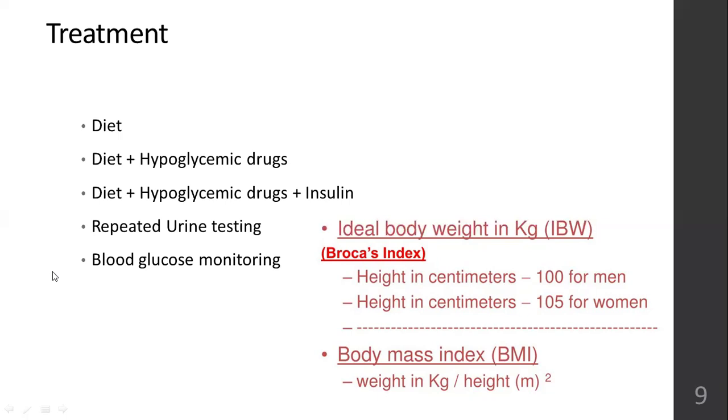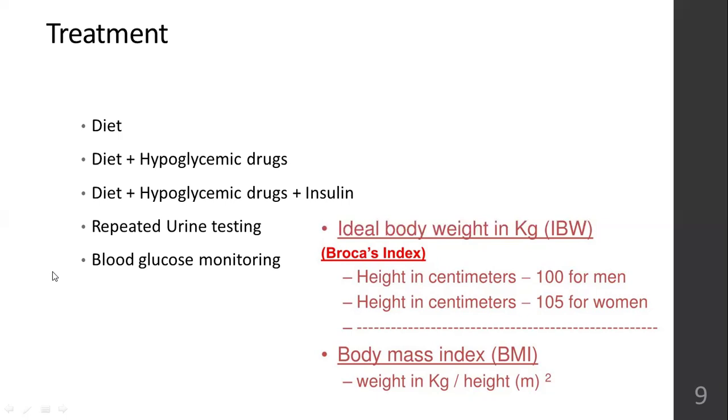So coming to diet and hypoglycemic drugs, the doctors will prescribe which drug is required, what is the dosage of it, and the frequency of it. Okay, so that can work in some cases.